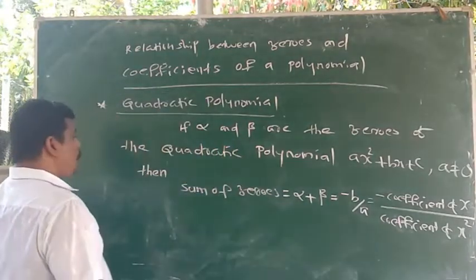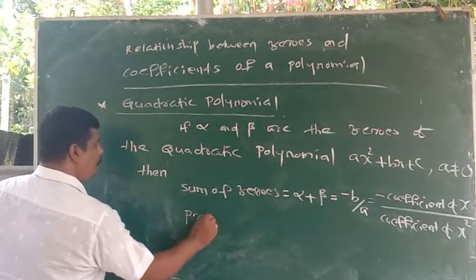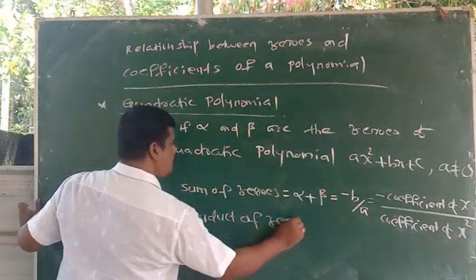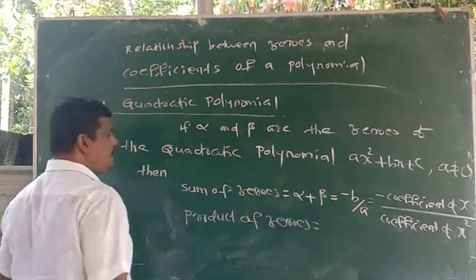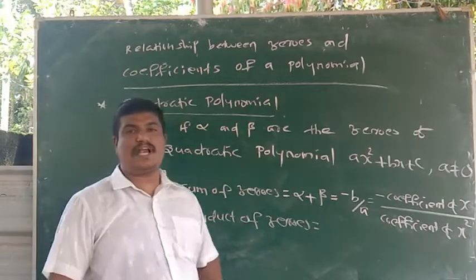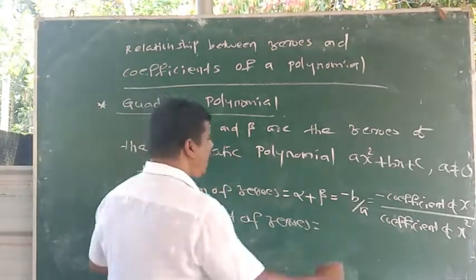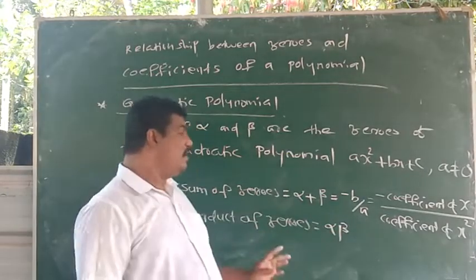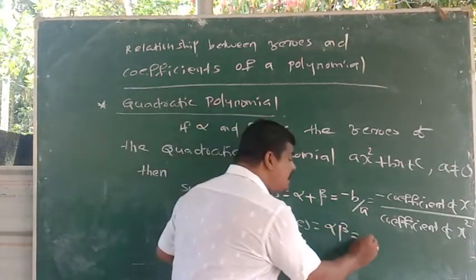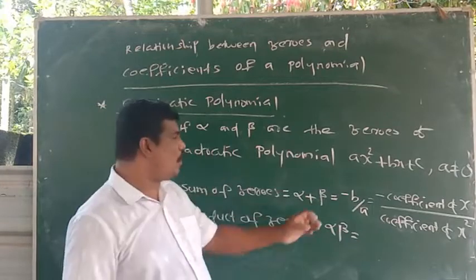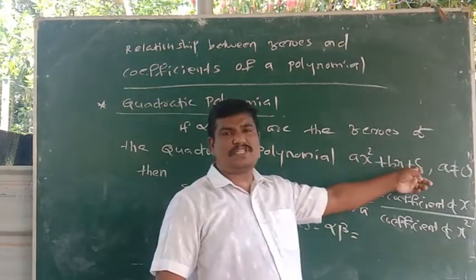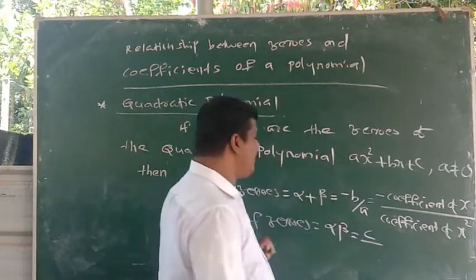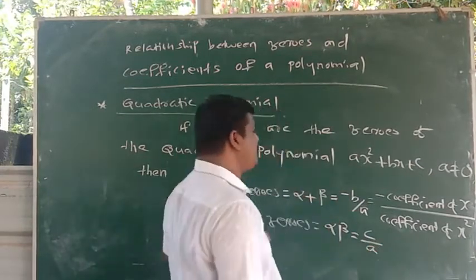Next, the product of zeros. The zeros are alpha and beta. What is the product? Alpha into beta. What is the product? Constant term by coefficient of x square. What is the constant term here? In the quadratic polynomial, the constant term is c, divided by the coefficient of x square, that is a. C by a.